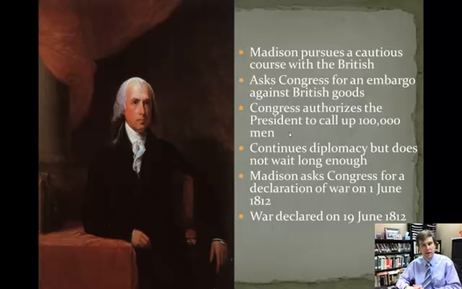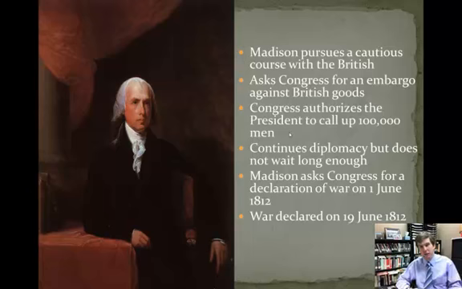He asked Congress for an embargo against British goods, going back to that non-importation idea. Congress will agree, but then they'll also authorize or actually force the president to call up 100,000 men to start raising an army so they can potentially defeat the British. Madison will continue diplomacy with the British, but not long enough. Eventually he thinks that enough things have happened that he has to ask for a declaration of war.